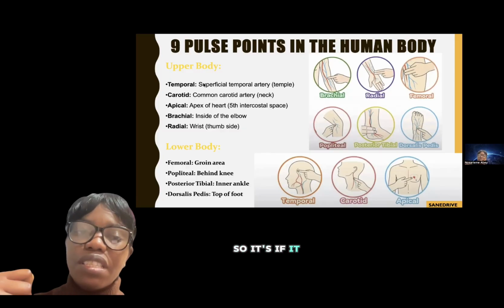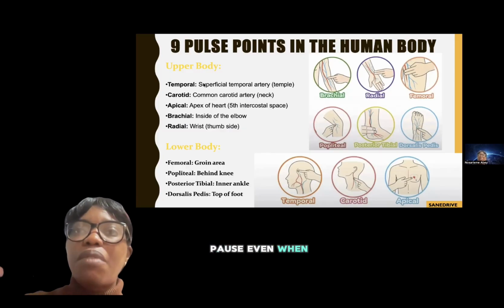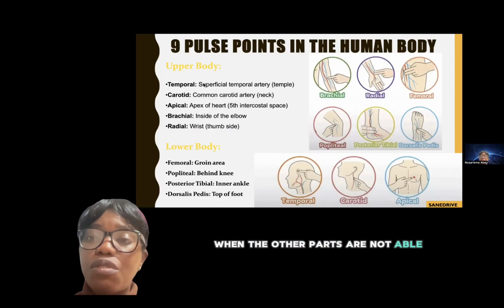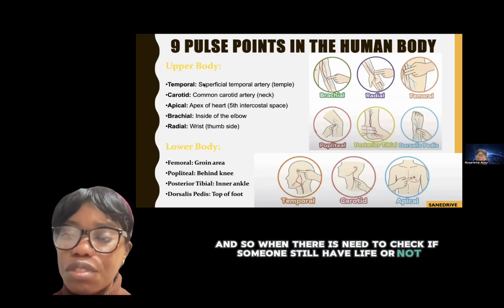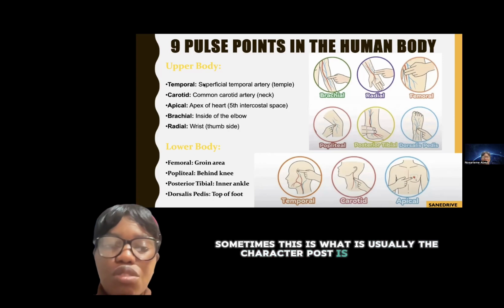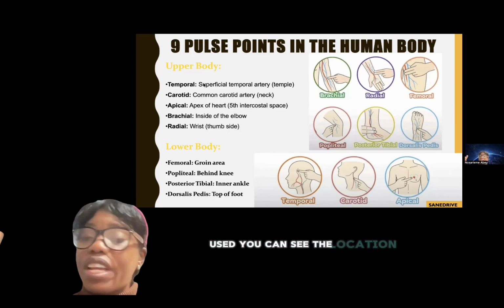So it is able to detect pulse even when the peripheral pulse, when the other parts are not able to pick it. This one picks it. And so when there is need to check if someone still has life or not, the carotid pulse is usually used. You can see the location right on the screen there.